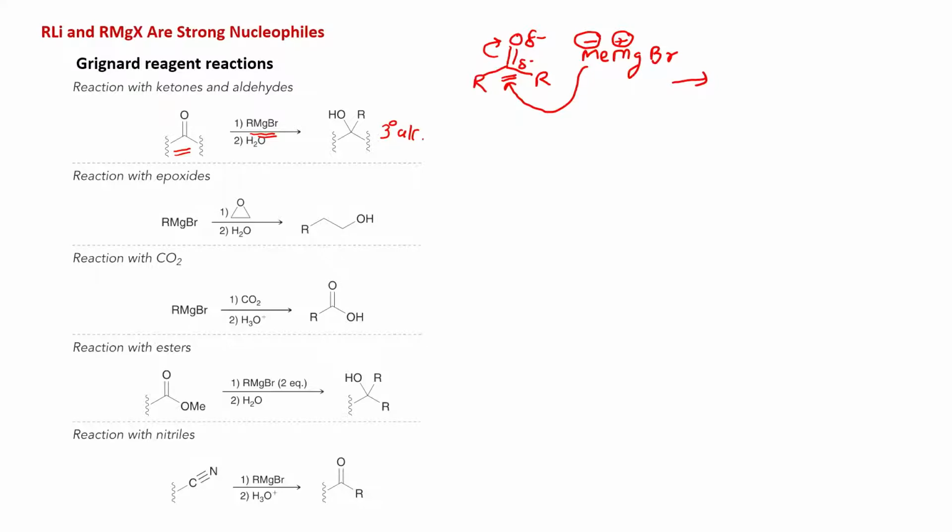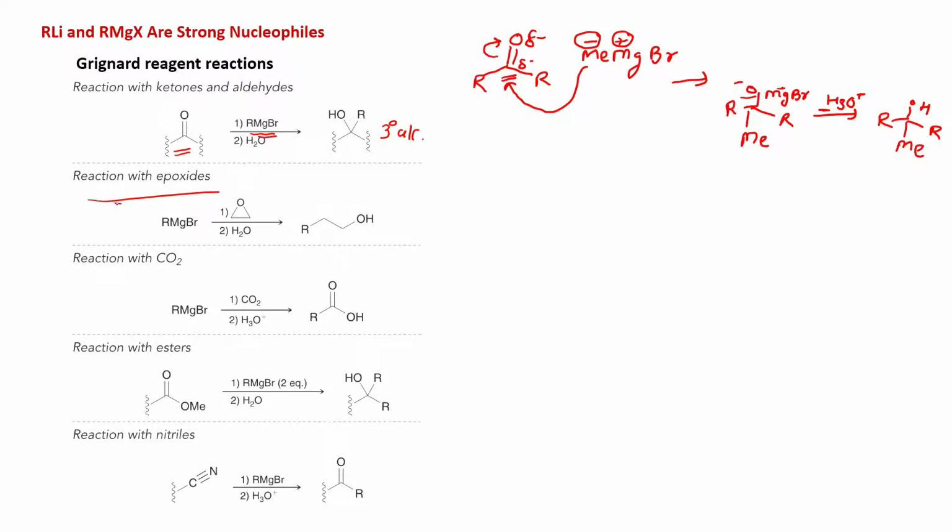It will give you RCO negative MgBr, and this R and methyl. So now what will happen if you treat it with H3O plus. This oxygen will abstract one hydrogen and you will get your tertiary alcohol.